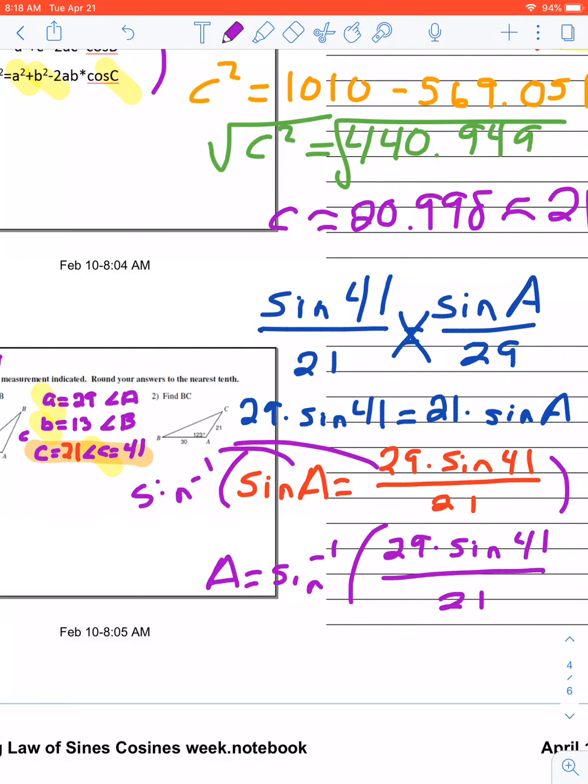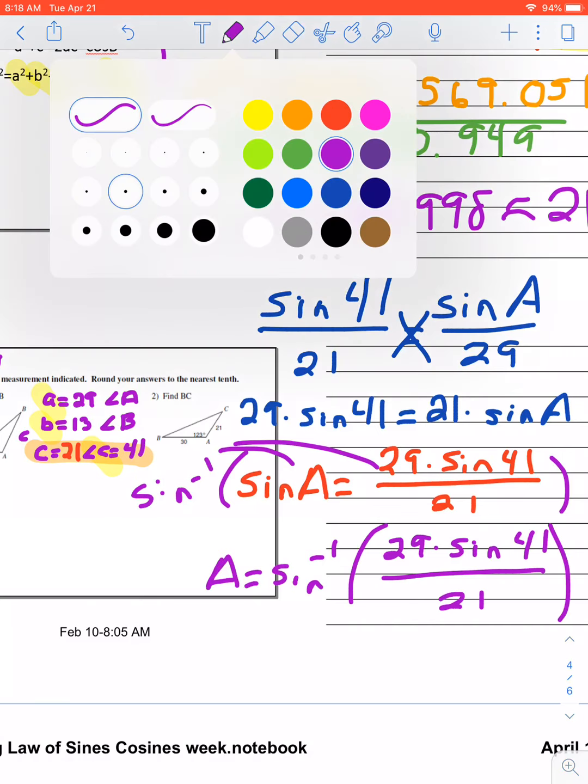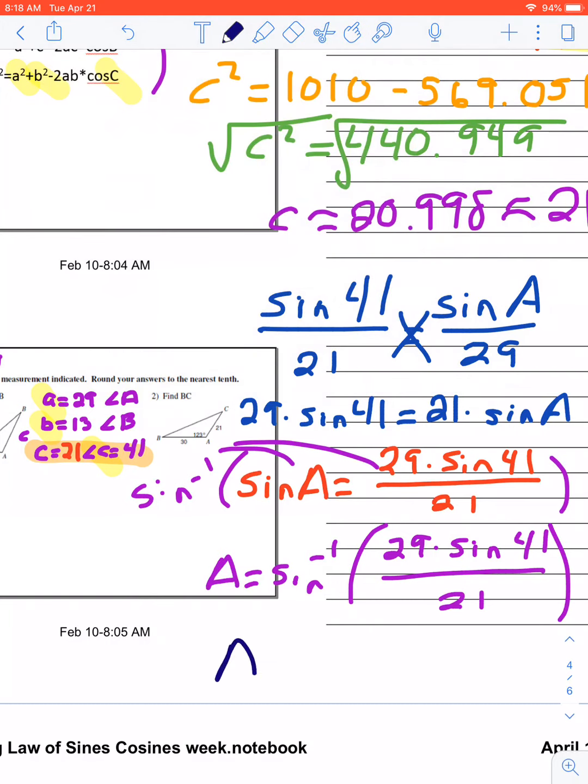Again, the biggest error is how I type it in the calculator, so I want to make sure I type it in correctly. I do my numerator first: 29 times sine 41. Make sure you're in degrees. Enter. Then I divide that by 21. Enter. Then I take the sine inverse of that entire decimal, and I end up with 64.95. But we always round angle measurements to the nearest whole, so that would be 65 degrees.